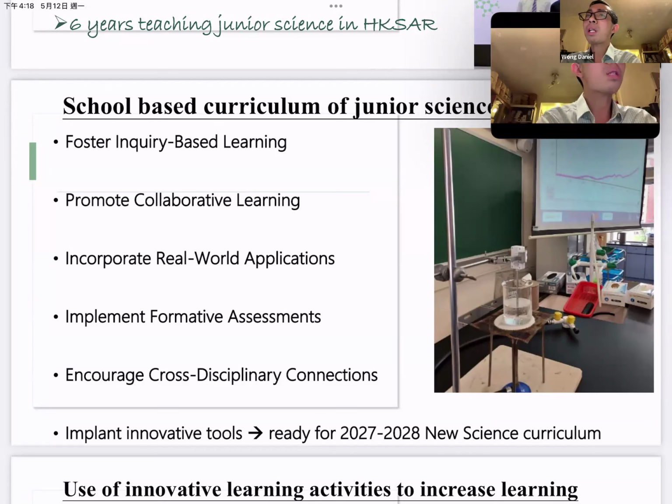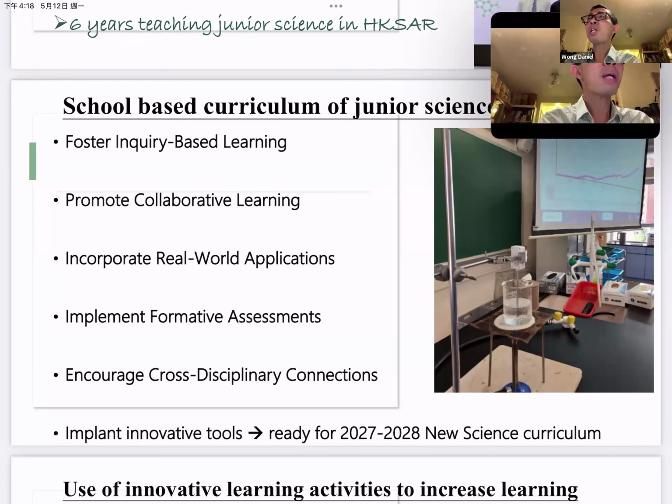For summative assessment, our school is quite good, with well-renowned public exam results. However, in Form 1 and Form 2 only, we don't want to just talk about the public examinations. We want to implement more formative assessment, and most importantly, some cross-disciplinary connections.